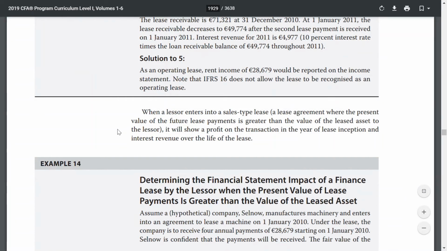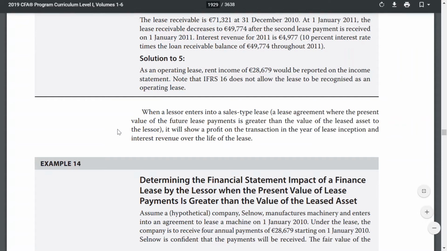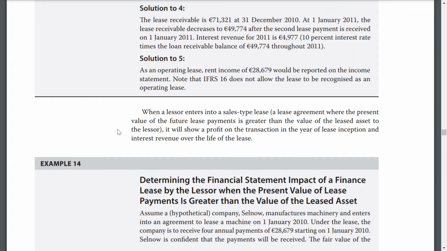When a lessor enters into a sales type lease, it will show a profit from the transaction in the year of the lease inception and interest revenue over the life of the lease.